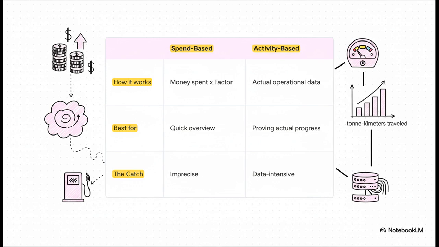Let's say fuel prices spike one year. Well, your report might show higher emissions even if you shipped way less stuff. Now, the gold standard is activity-based. This uses actual operational data. Liters of fuel burned, kilowatt hours used, ton kilometers traveled. This is how you prove real progress. The only catch? It's way more data intensive.